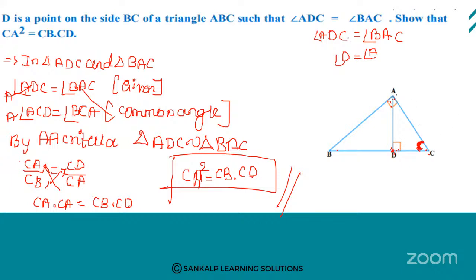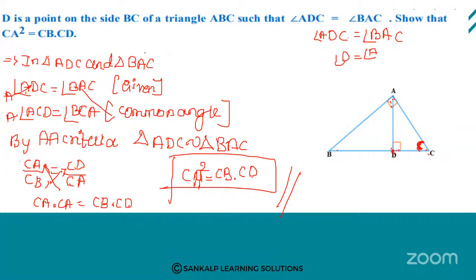So what we did here? We consider two triangles, that is ADC and BAC. So in the question, they have given that angle D and angle A are equal. Therefore, these two angles are equal. So one angle is equal. Next, which other angle is equal? BCA and ACD. So C is common for both the triangles. Therefore, this angle is also equal. By using AA criteria, we can say that triangle ADC is similar to triangle BAC.